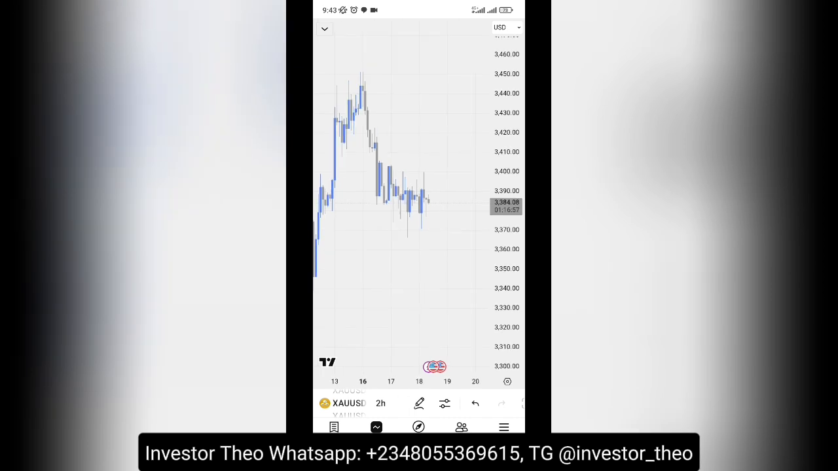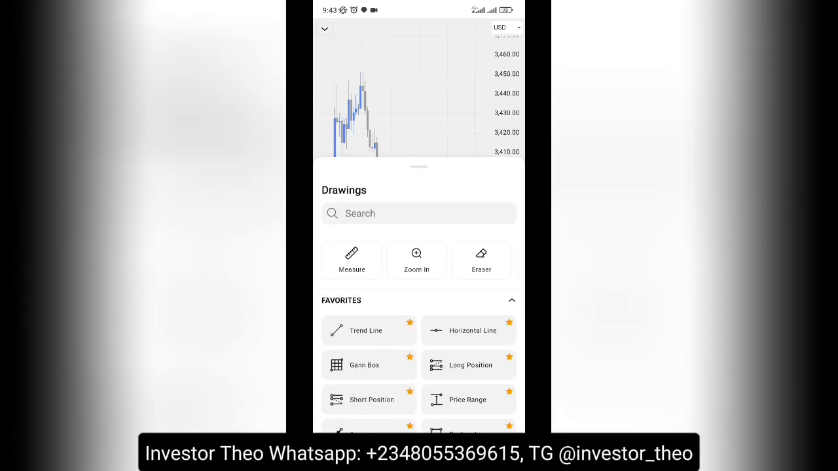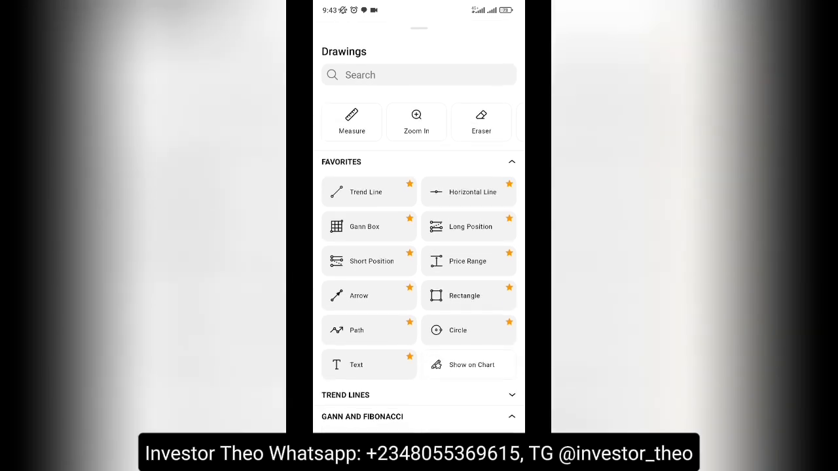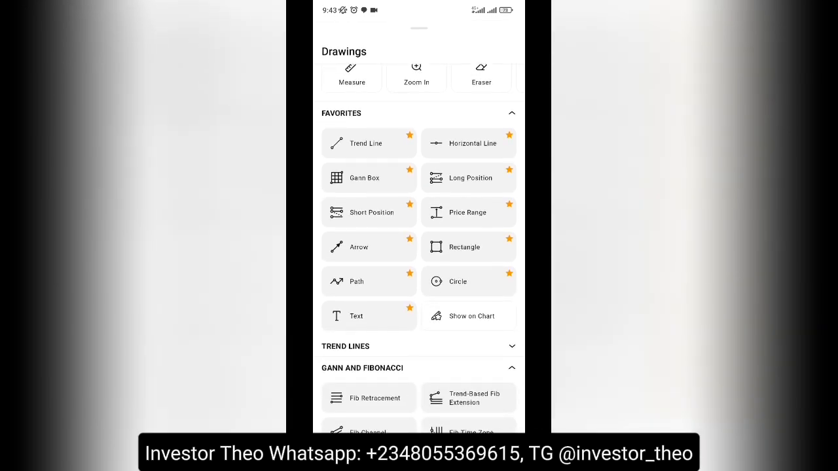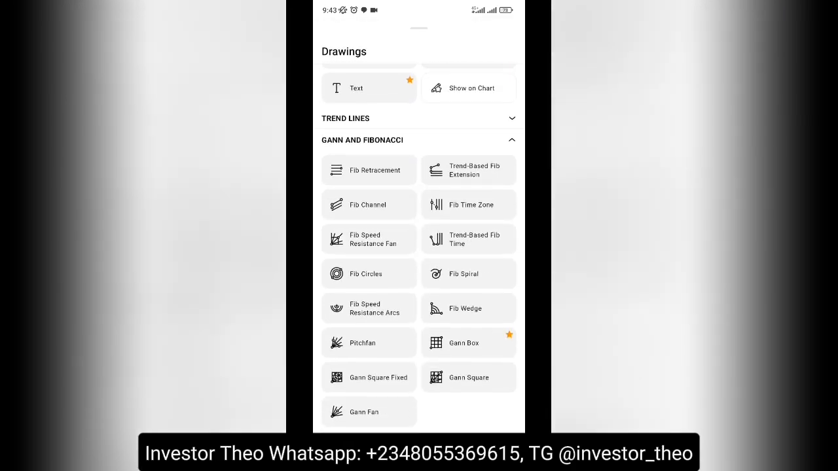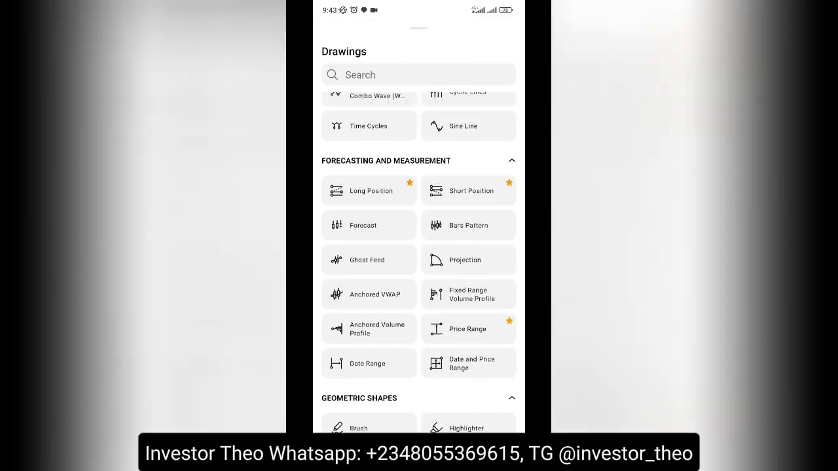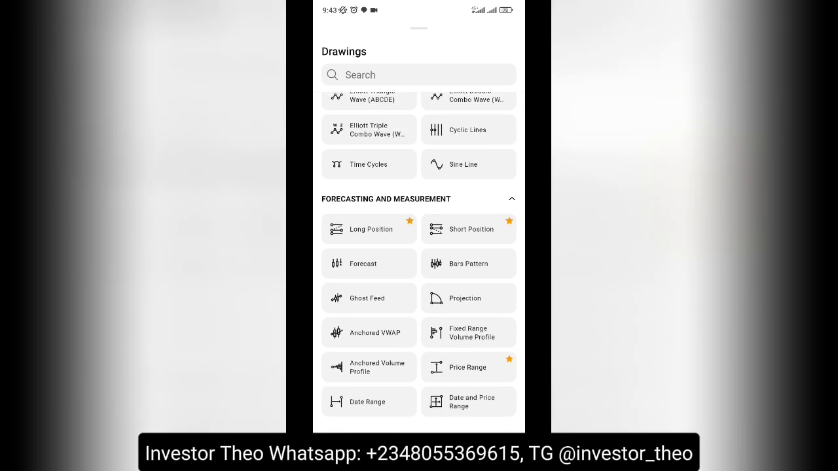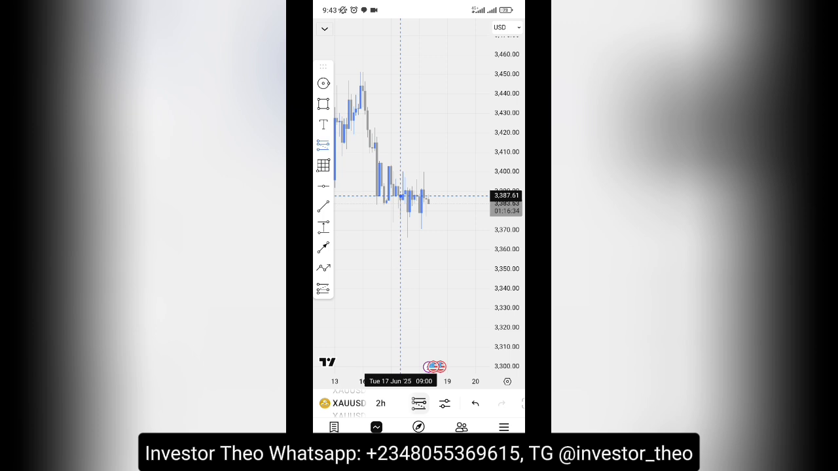You see this pencil button at the bottom, click on it. When you click on it, you see different tools, all right? But the position tool will not be under your favorites on your first trial. So what do you do? You scroll all the way down to forecasting and measurement. When you get to forecasting and measurement, you long press on the position tool. Let me move it first. You long press on the long position at the right. Do the same for the short position. Now, I just tapped on the short position. Now, I'm tapping it directly.